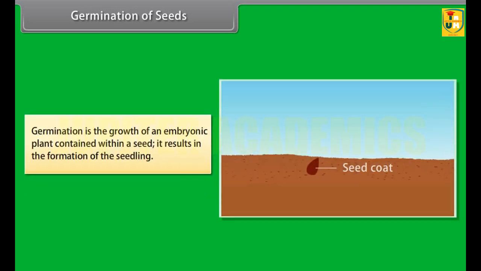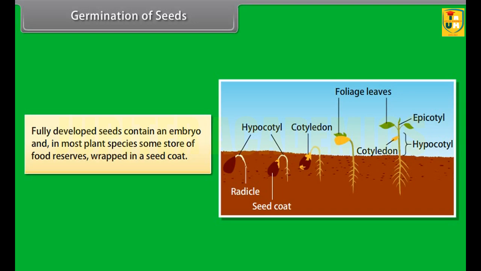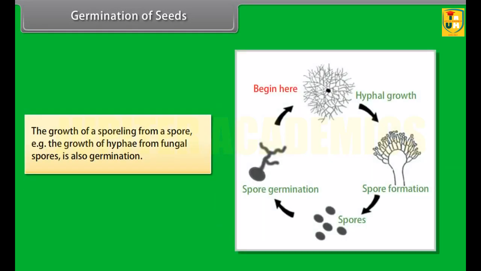Germination of seeds. Germination is the growth of an embryonic plant contained within a seed. It results in the formation of the seedling. Fully developed seeds contain an embryo, and in most plant species, some store of food reserves wrapped in a seed coat. The growth of a sporeling from a spore, example, the growth of hyphae from fungal spores, is also germination.